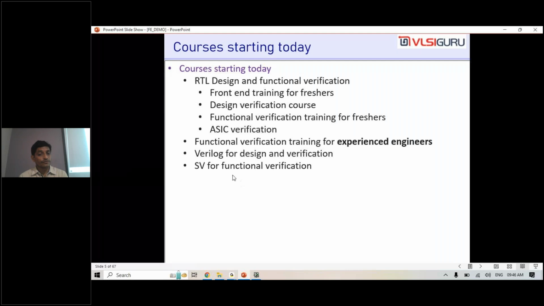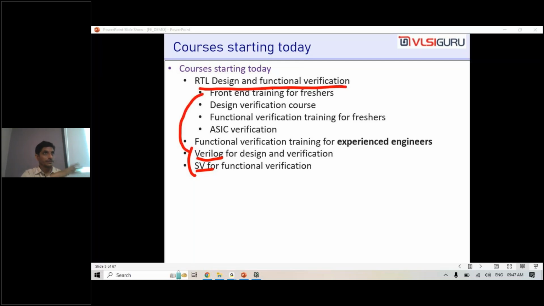Then we also have courses starting for Verilog for design and verification, and System Verilog for functional verification. As you are aware, Verilog and System Verilog are two languages which are used in VLSI for design and verification purposes. So these are actually part of the main course. But people who are pursuing their BTech, bachelors and masters will not have 8 or 9 months to pursue a full-time course. So we are giving them flexibility to do these courses separately if they want to. They can do it in live training as well. Let's say summer break, you have 2 months, you can do one of these courses.